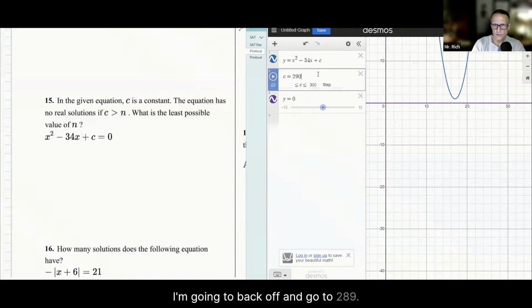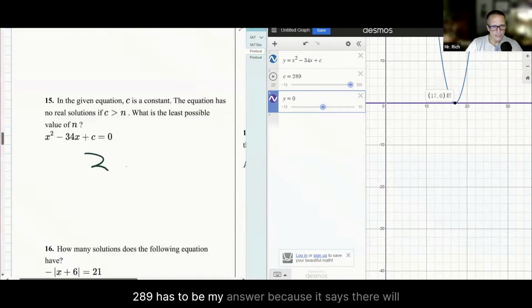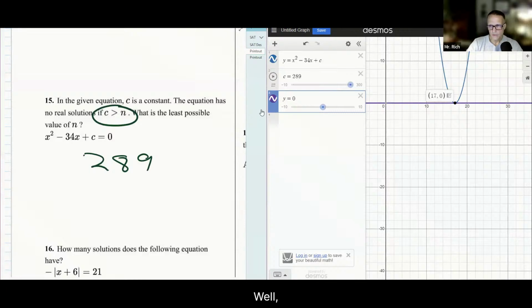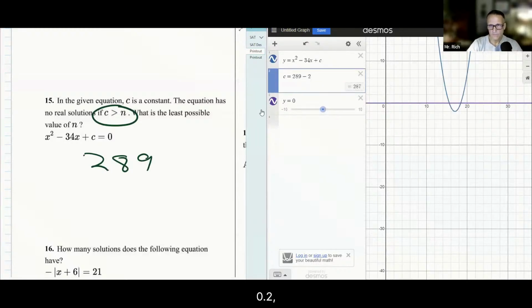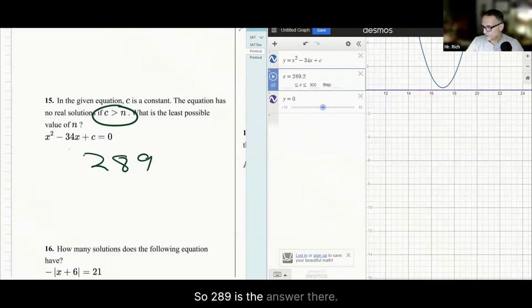I'm going to zoom in on this, and at 290, it's above. I'm going to back off and go to 289. 289 is where, wow, it's exactly there. So c has to be, and 289 has to be my answer, because it says there will be no real solutions if c is larger than a certain number. Well, that number has to be 289. At 289 there's one solution, but as soon as you go a little bit higher, 0.2, you can see no solutions now. So 289 is the answer there.